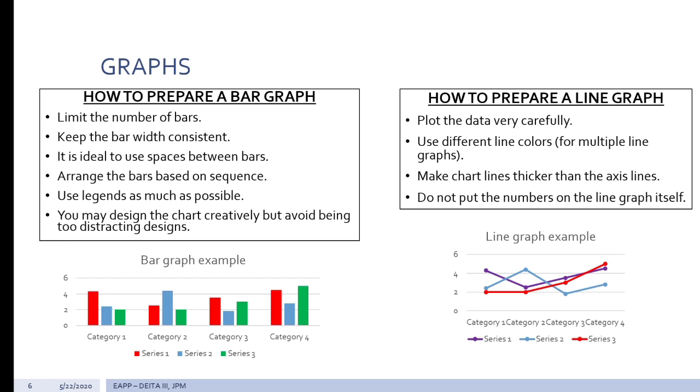Second, use different line colors for multiple line graphs. If you use only one color, it will confuse your reader or audience. Third, make your chart lines thicker than the axis lines. Why? The chart lines are the ones that are very important. Sure, the axis lines are also important, but they are less important compared to the chart lines. So make them thicker so that they stand out.